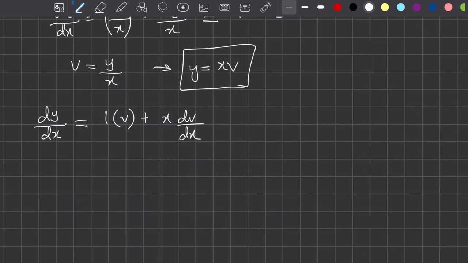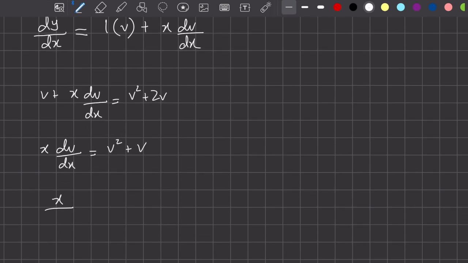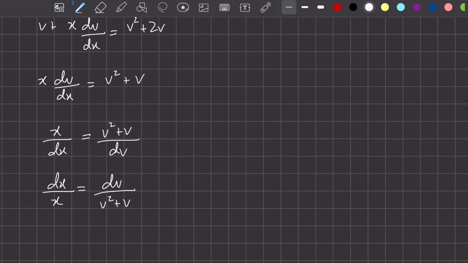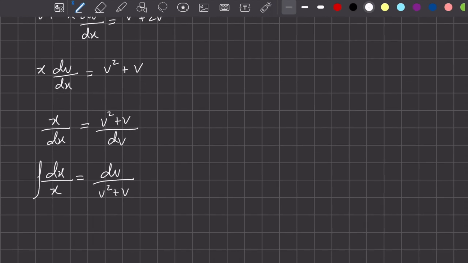We can put the two expressions equal. Now to simplify, subtract v on both sides. Then divide by dv on both sides. Wait, we have a problem. The dv and dx are in the denominator. Oh, that's fine. We can take the reciprocal on both sides, or flip them. Now they can be integrated.